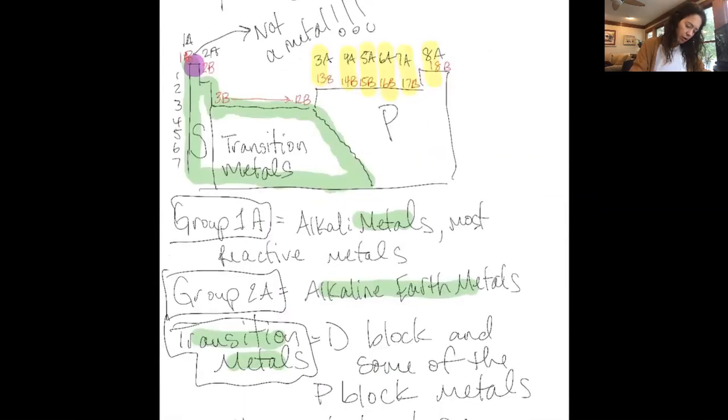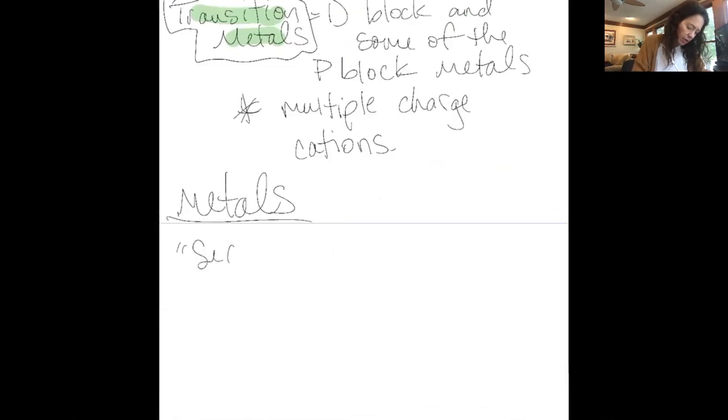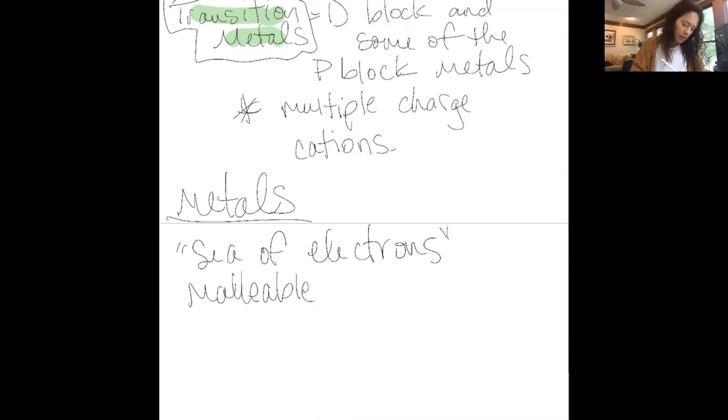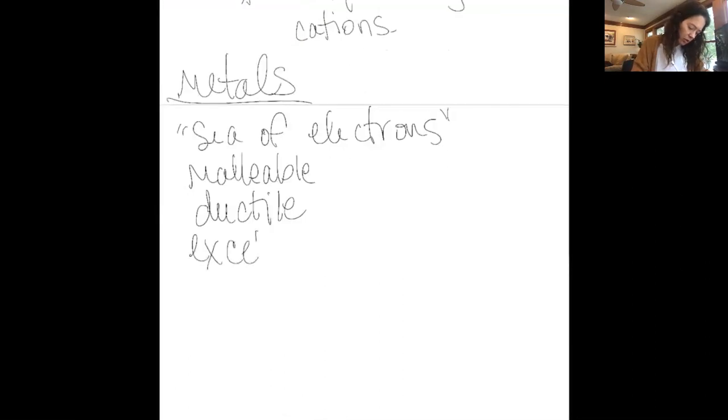So what are those properties of metals? Well, they have something called a sea of electrons. I'm not going to get into that right now. We'll talk about it more when we talk about bonding. They are malleable. They can bend and be shaped. Ductile, a similar word, they can bend and be shaped. They're excellent conductors of electricity and heat.